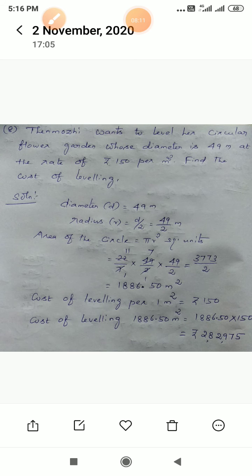Eighth one. Tenmoli wants to level her circular flower garden whose diameter is 49 meter under the rate of rupees 150 per meter square. Find the cost of leveling. Diameter d is given 49 meter. So we find the value of r from the diameter 49 meter. Radius is equal to diameter by 2 equal to 49 by 2 meter.